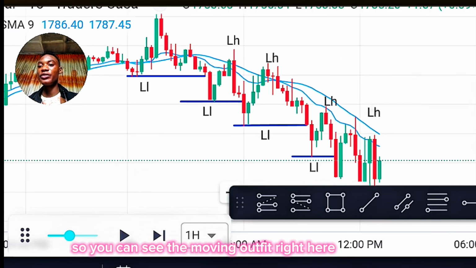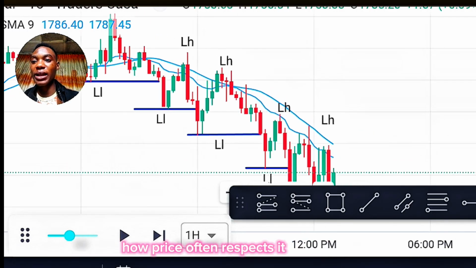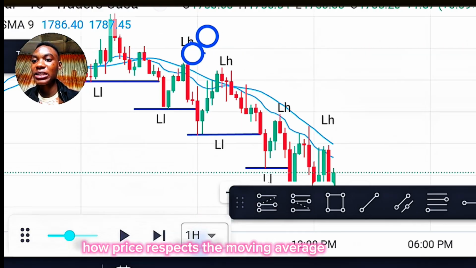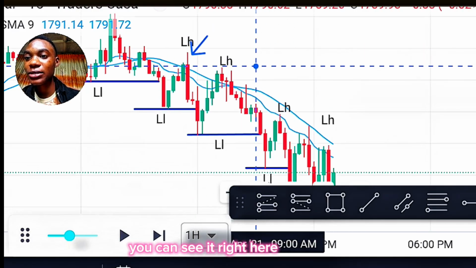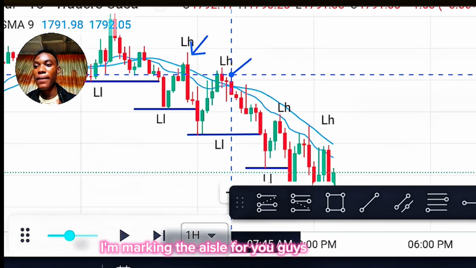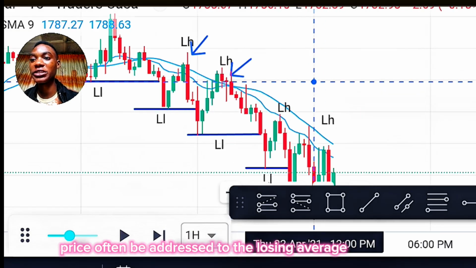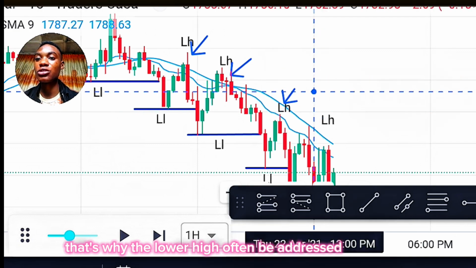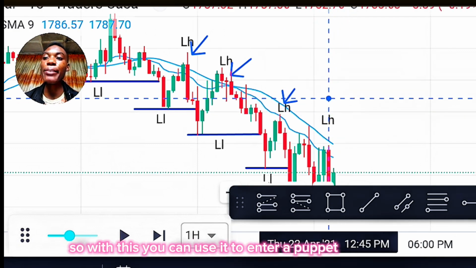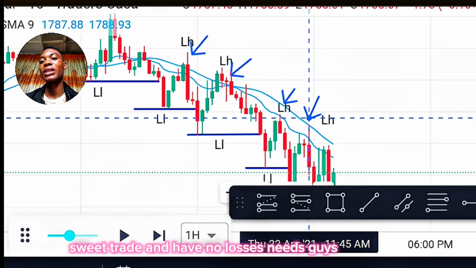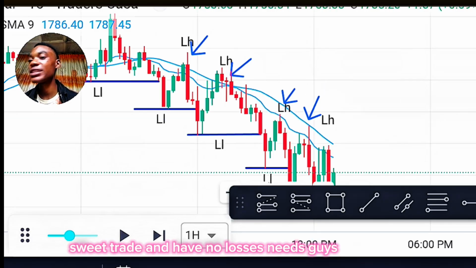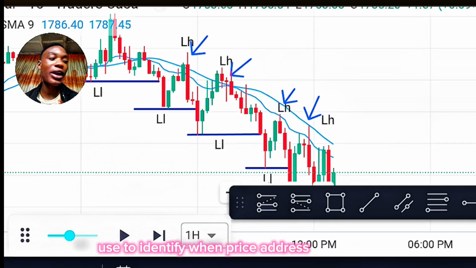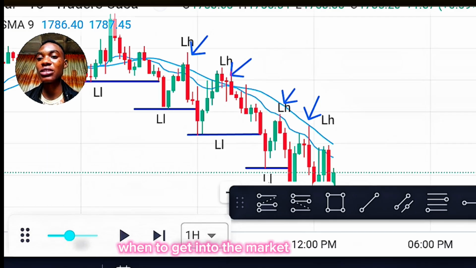So you can see the moving average right here, how price often respects it. You can see it right here. I'm marking the arrow for you guys. Price often retraces to the moving average, to the 15 moving average. That's where the lower high often retraces to. So with this, you can use it to enter a perfect sweet trade, guys. This is a pure strategy you can use to identify when price retraces, when to get into the market.